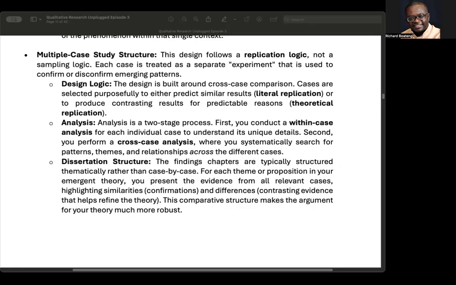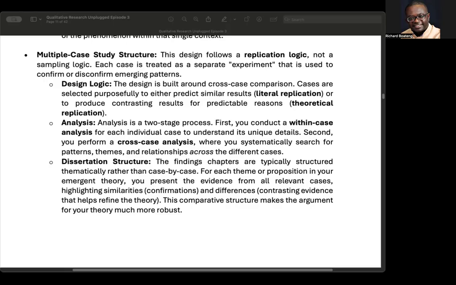Now, let's quickly touch on sampling techniques. You said it's purposive, not statistical. Can you give examples of common purposive sampling strategies used in case study research? Sure. The core idea is selecting information-rich cases, cases that offer the most insight into your research question. One common technique, especially in grounded theory, is theoretical sampling.